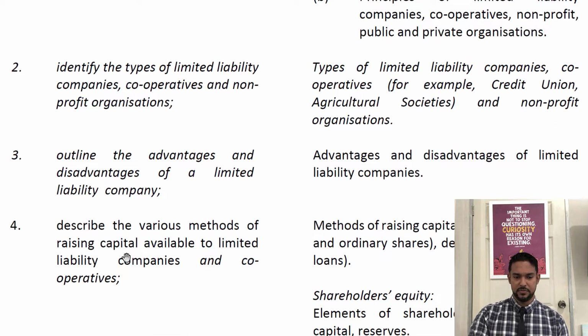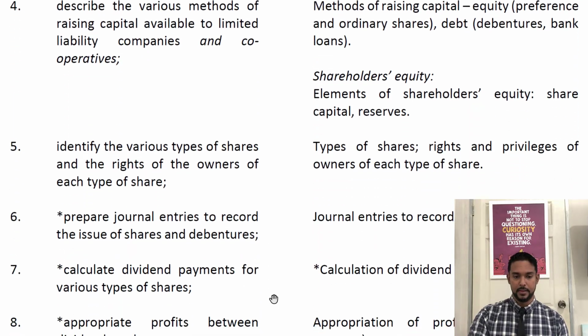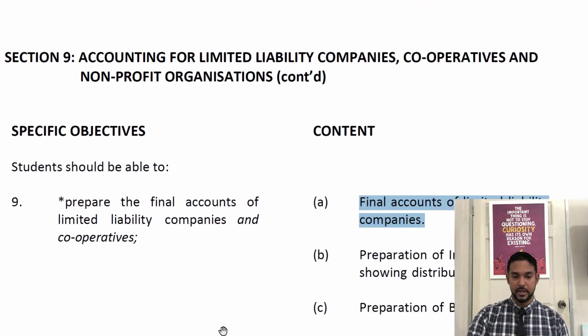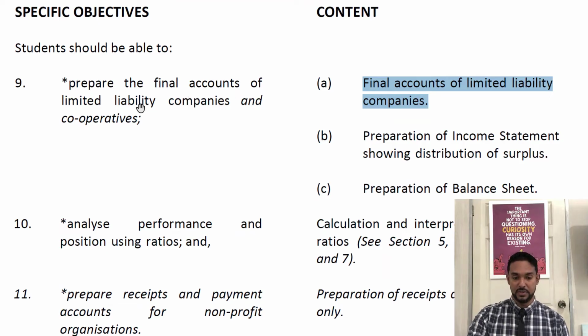Describe various methods of raising capital available to limited companies and cooperatives. Identify the various types of shares. Prepare journal entries to record issue of shares. Once again, you can check out my video. I have a link in the description below. Calculate dividend payments to various types of shares. We've seen that already. Appropriate profits. Once again, check out my link in the description below for the appropriation account. And number 9, prepare the final accounts for limited companies.